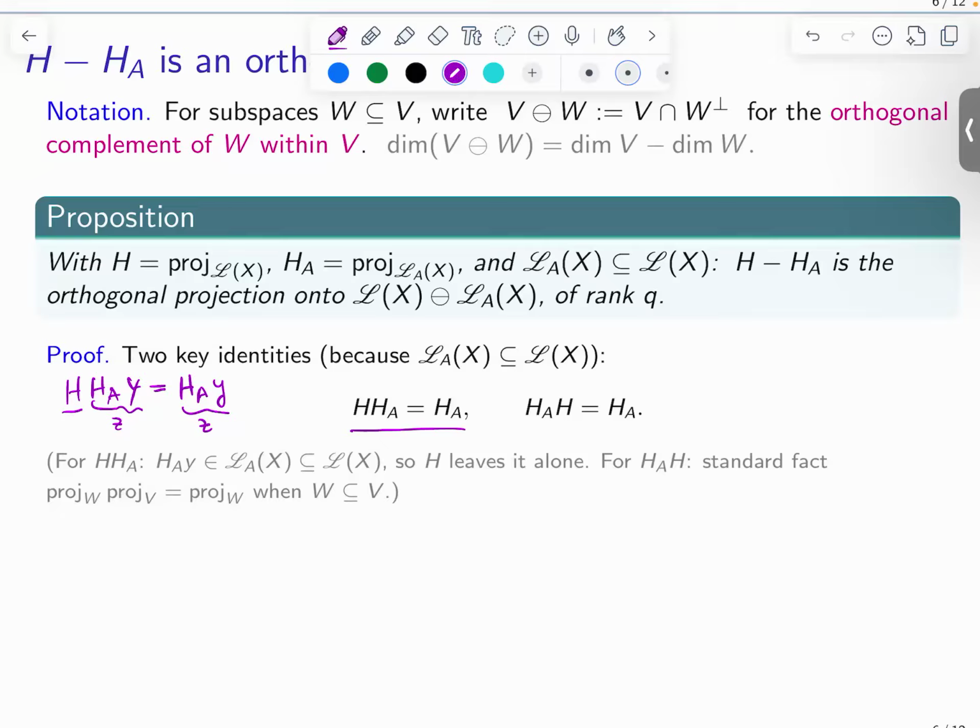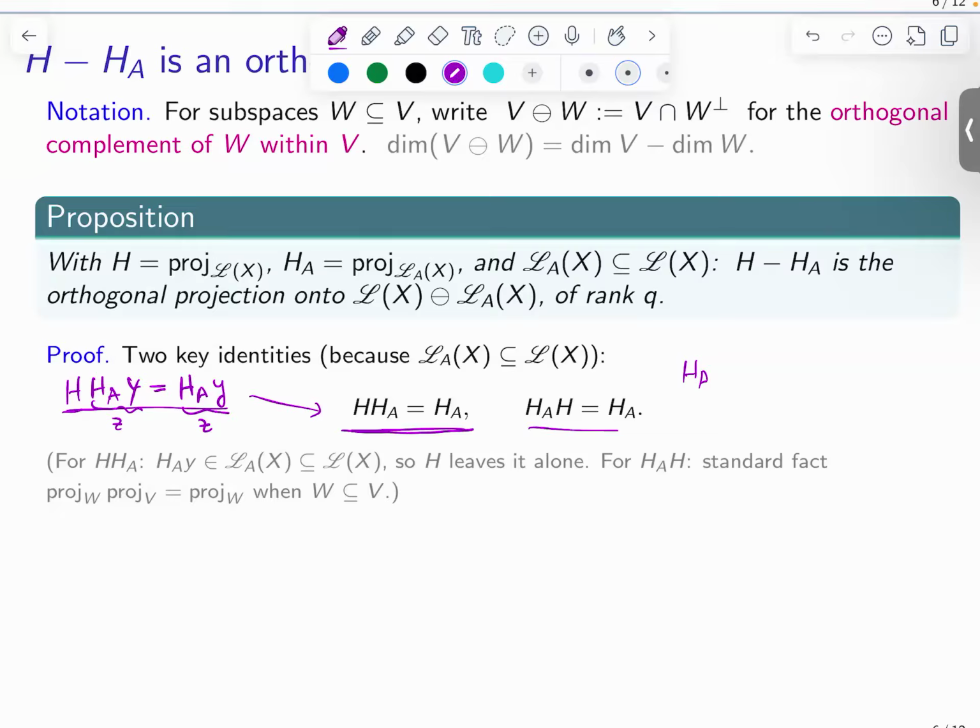So this identity is really saying that when you project onto LA of x and then project whatever you get onto the bigger subspace, nothing changes. Which is geometrically very straightforward. The second one requires a fact from linear algebra, if you again write it in this fashion. Because this holds for any y, the identity holds for matrices. Okay.